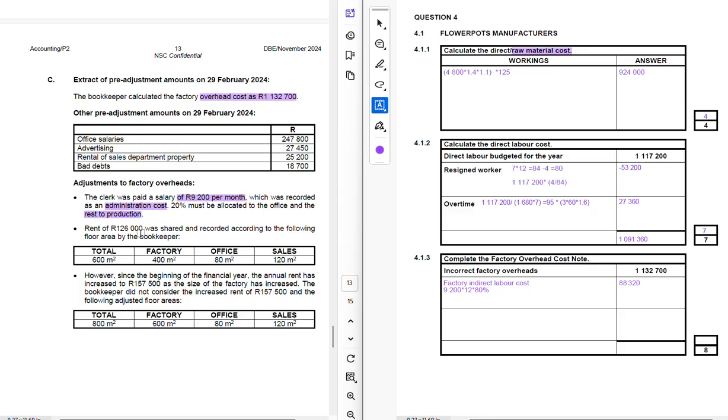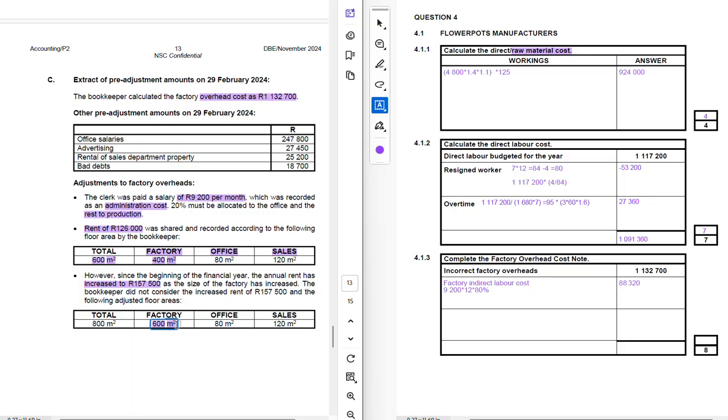Then the second part, we are told about the rent. The rent of 126,000 was shared and recorded according to the floor area by the bookkeeper. So the rent was 126,000, but it has to be shared according to the meter squared. So now how are we going to share that according to the meter squared? The factory is only 400, the others 80 meters squared and 120 meters squared. However, we have further been told that the rent went up to 157,500. And the reason it went up is because there was an increase in the meter squared for the factory.